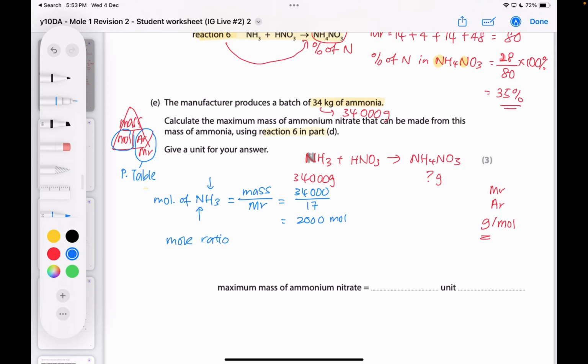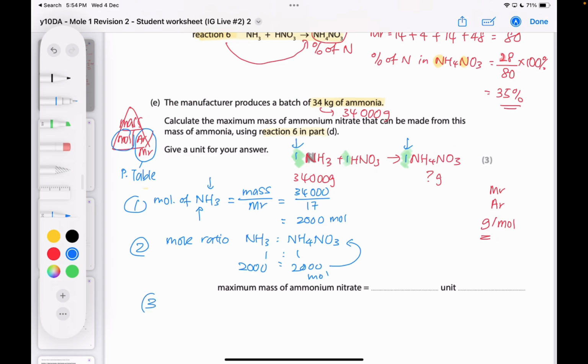Mole ratio of what you already know, which is ammonia, versus what you want to find out, which is ammonium nitrate. If you use the balanced equation, there's actually no number right in front of it, right? And what this means is the ratio of all of them is 1:1:1. That means from the balanced equation, if you have 1 mole of ammonia, you will produce 1 mole of ammonium nitrate. So if I've got 2000 mole of ammonia, I will actually produce 2000 mole of ammonium nitrate.